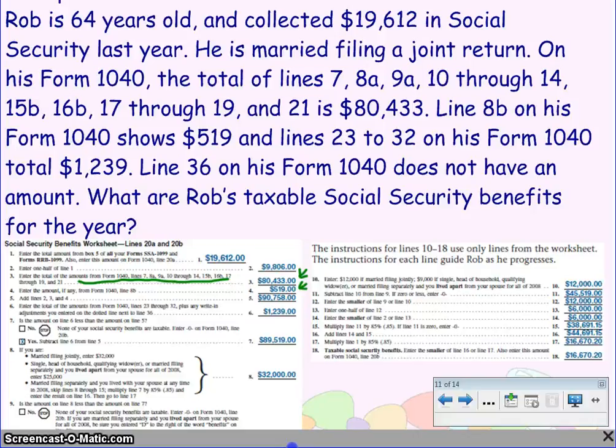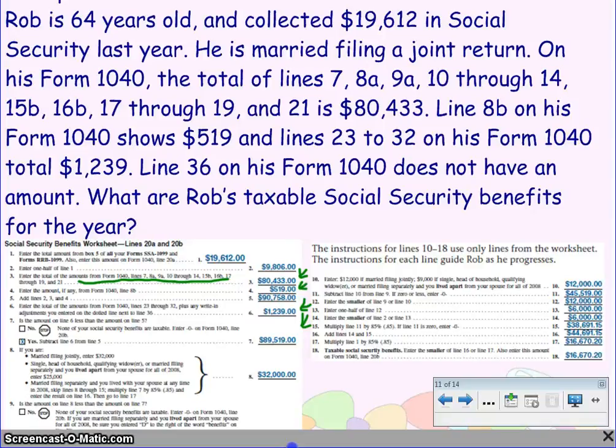It says line 30. Sorry, let's jump in ahead here. And lines 23 through 32 on his form 140 total 1239. So you see the 1239 is here. And it tells you now to subtract that from line 5, so you end up with the 89,519. It says line 36 on it does not have an amount. What are his taxable Social Security benefits for the year?